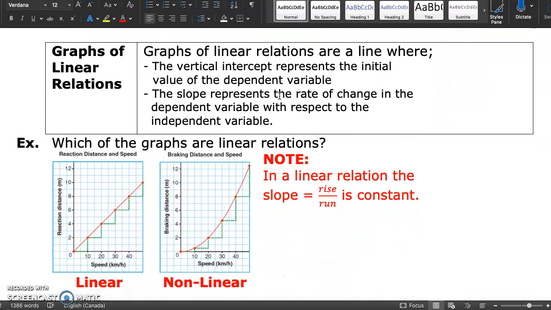So graphs of linear relationships are lines. So this is that step, a consistent increase in both x and y that produces a linear relationship. Nonlinear means that we don't have that linear relationship.